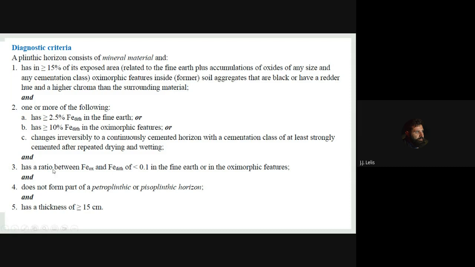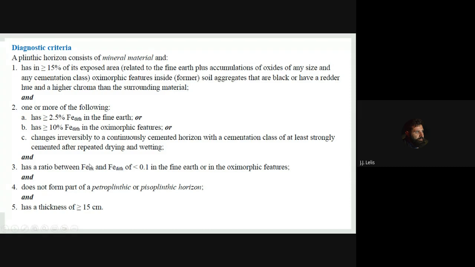It should present a ratio of iron oxalate to iron dithionite lower than 0.1, because oxalate iron is related to poorly crystallized minerals, and dithionite iron is correlated to well crystallized oxides. So we should have more iron associated with well crystallized minerals than with poorly crystallized materials, okay?